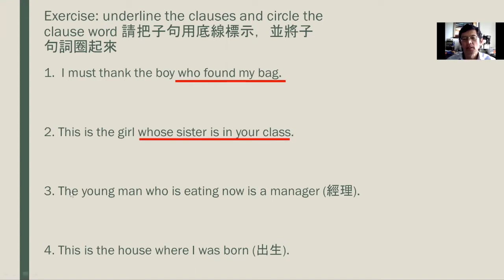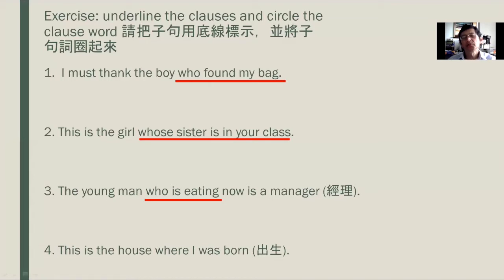The young man who is eating now is a manager. What is the clause word here? Who. The clause would be who's eating. Number 4. This is the house where I was born. The clause word is where. The clause would be where I was born.